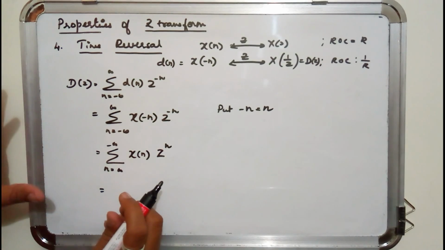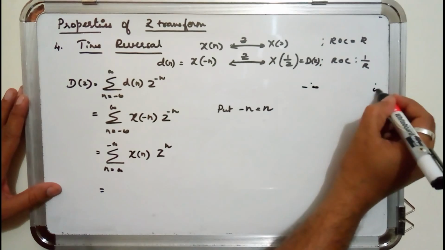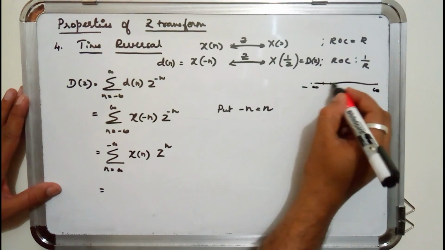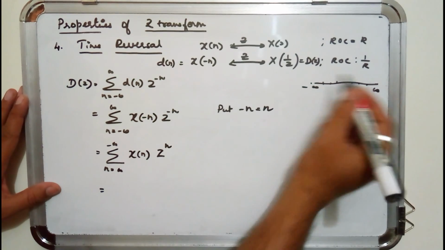But when you sum up from minus infinity to plus infinity, if you sum up the samples, that is also equal to summing up from infinity to minus infinity.